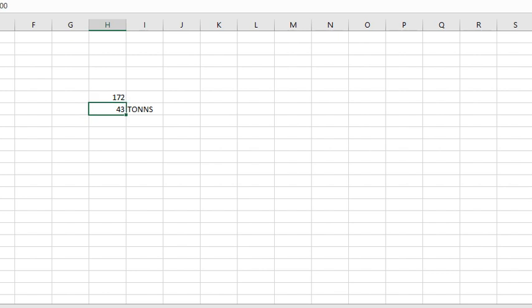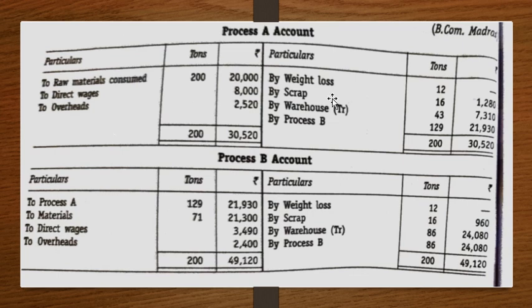So 172 is the balance number of tons after deducting the weight loss and scrap. 50% is transferred to warehouse and 50% is transferred to the next process. So 50% will give you 86 tons. So 86 tons to the warehouse and 86 tons to the next process. So for this we will calculate the cost per unit, that is for the warehouse and for the process B.